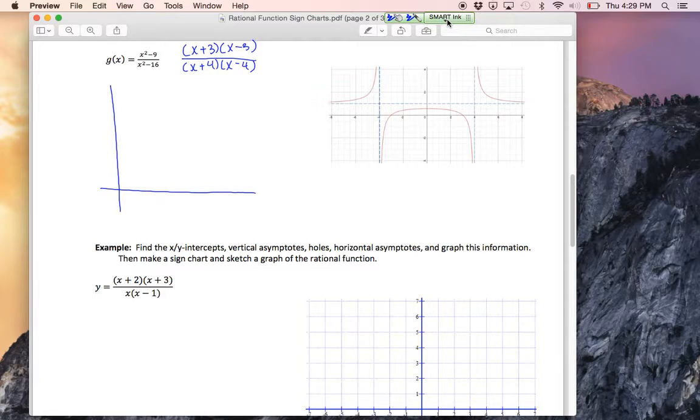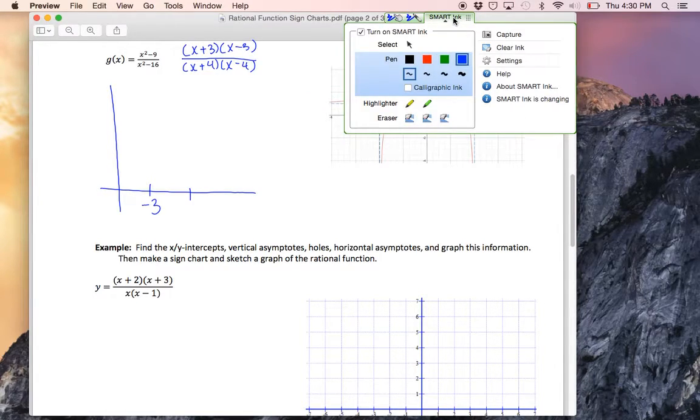Now I know that I'm going to have an x-intercept at -3, because if I make y equals 0, I end up getting -3. And I'm going to have a vertical asymptote at -4, so I guess I should put this first.